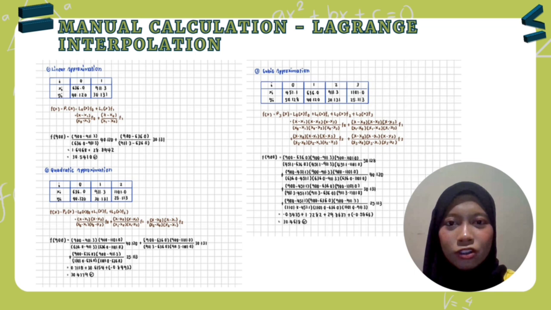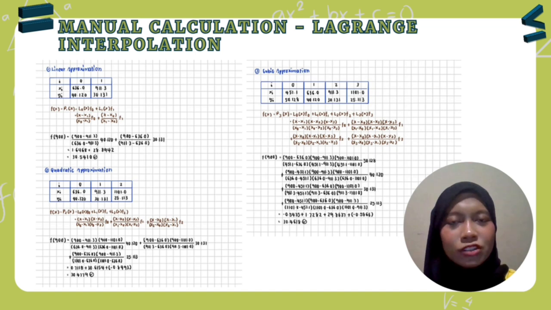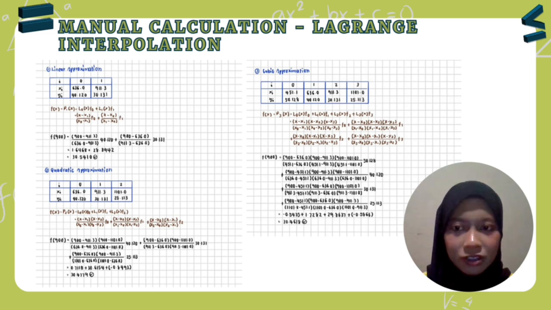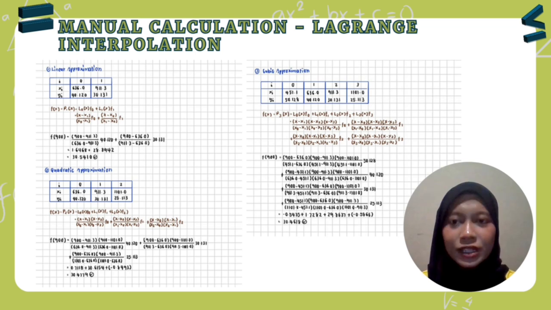Okay, so we are working on a dataset with a 4-point relating resistance to temperature. Our specific goal is to find the temperature when the resistance is 900 ohm. Since 900 falls between our known data points, we will compare three different levels of precision, which is linear, quadratic, and cubic approximation. Okay, first, we look at the linear approximation.